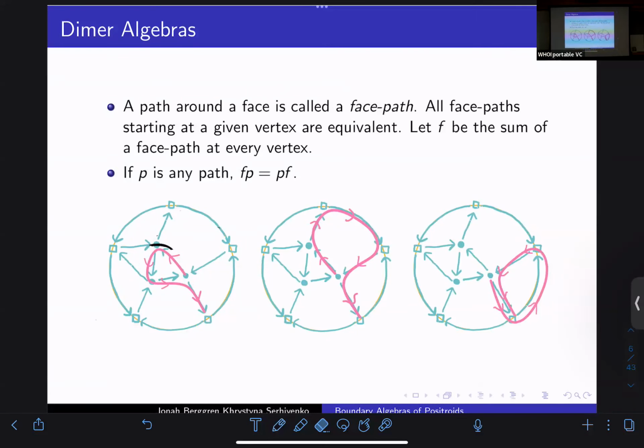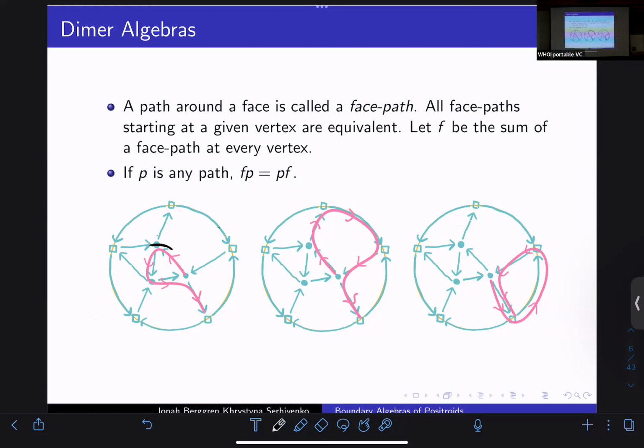We have a special type of path that exists in our dimer model. We call it a face path, which is just something that starts at a vertex and goes around one of our faces to get back to the same vertex. And any face path is the same, we can see by these dimer relations. If we take f to be the sum of all face paths, this actually commutes with all of our paths.